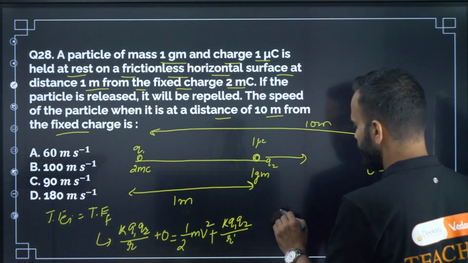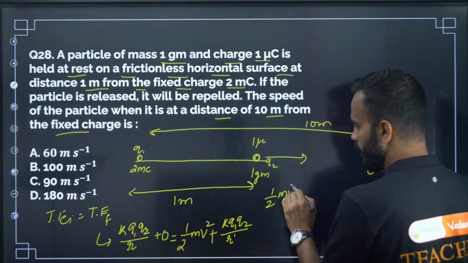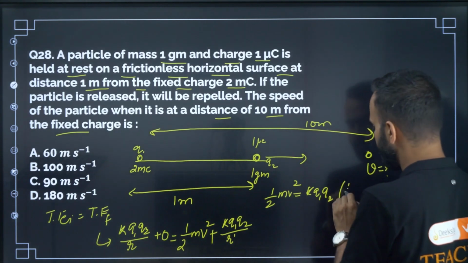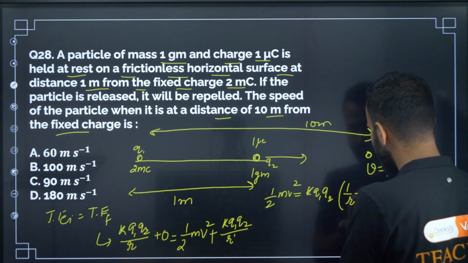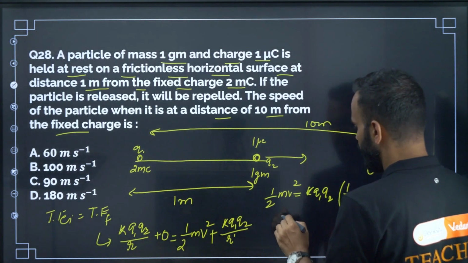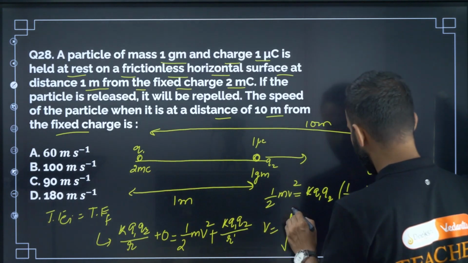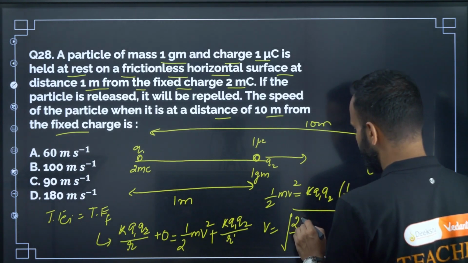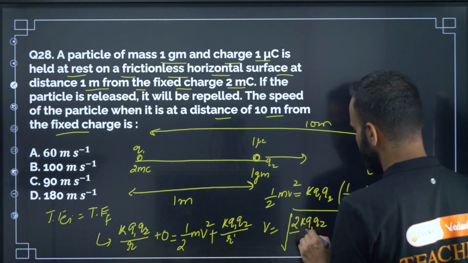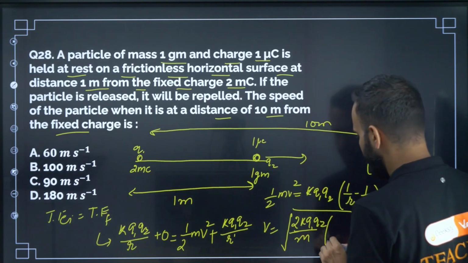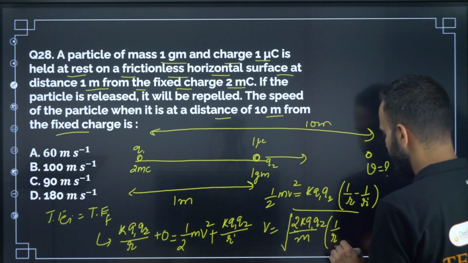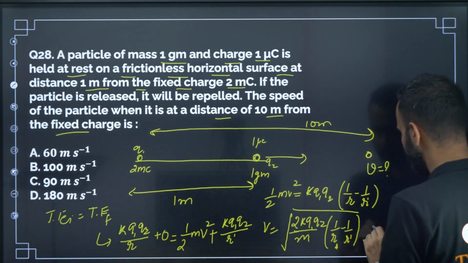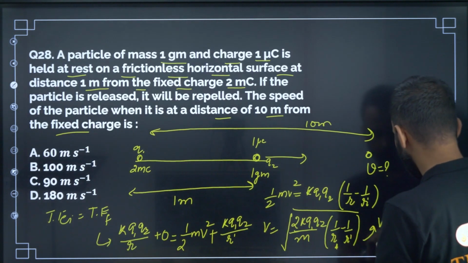Now half m v square is equal to, taking K Q1 Q2 as common, 1 by R minus 1 by R dash. So v is equal to root of 2 divided by m, that is, 2 K Q1 Q2 divided by m into 1 by R minus 1 by R dash. Now solve this.